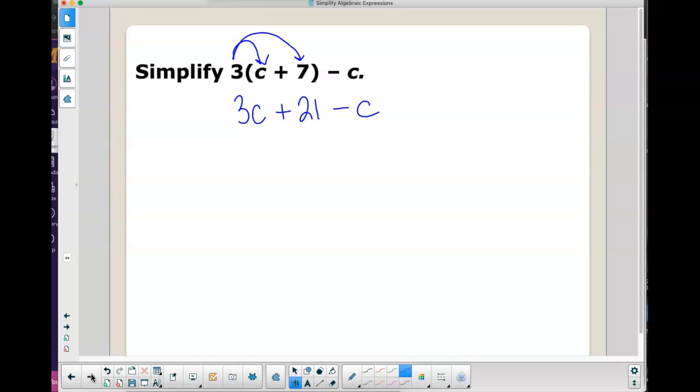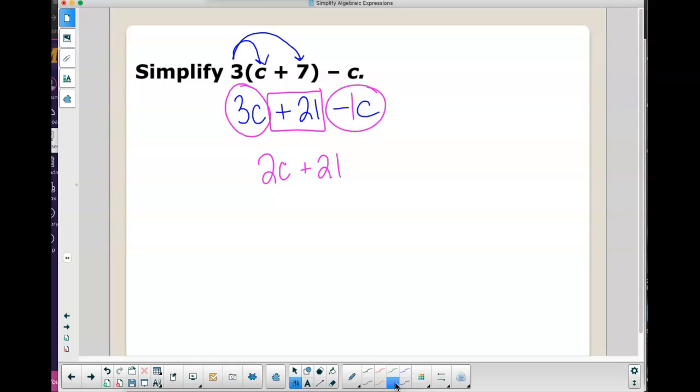Okay, now we have to combine like terms. What can be combined? Now is where you can circle and box your terms. So if I circle the 3C, what else gets circled, Brooklyn? The C, the minus C. What number is in front of that C even though we don't see it? 1. Okay, I'm going to put a box around the plus 21. So what's 3C minus 1C? 2C. So we have 2C plus 21. Done. Okay, questions there?